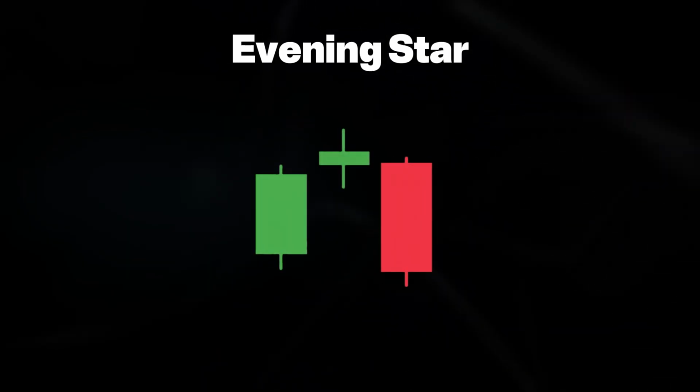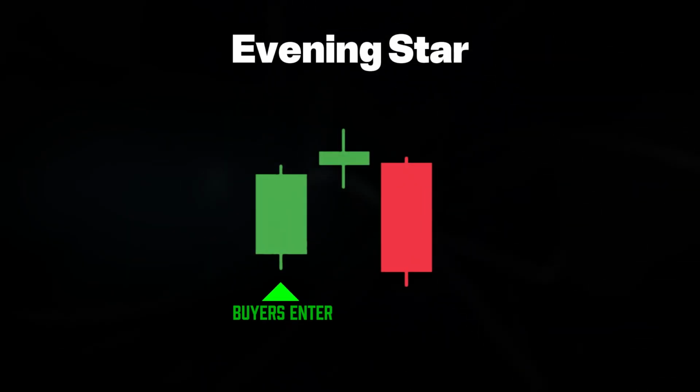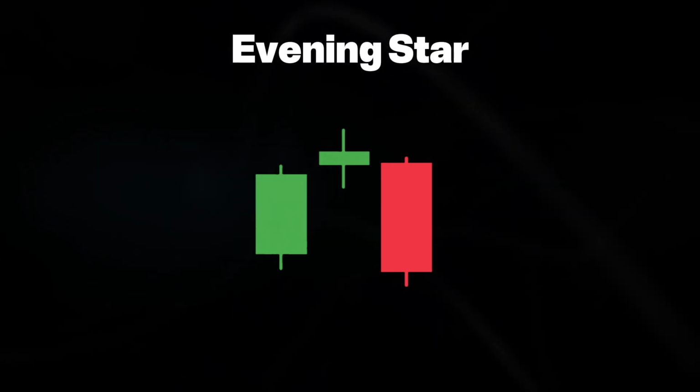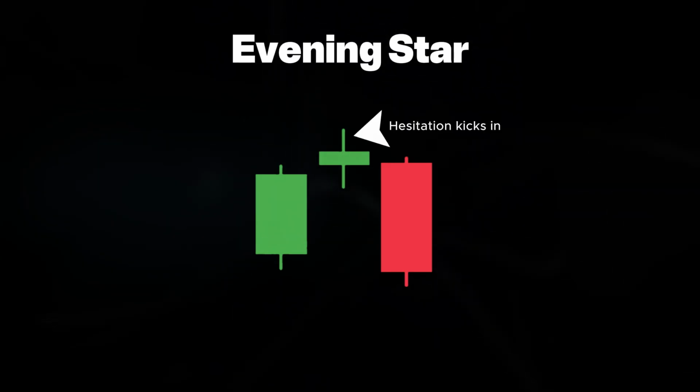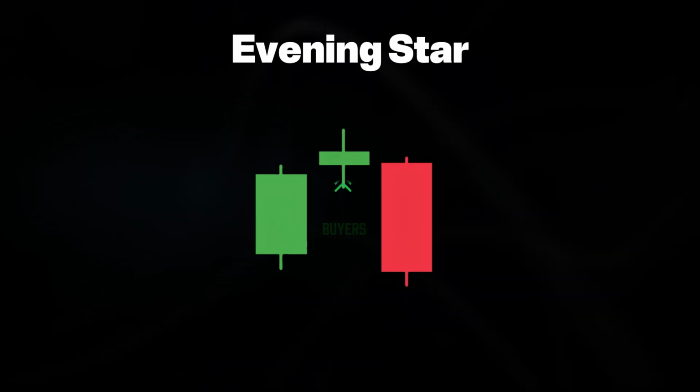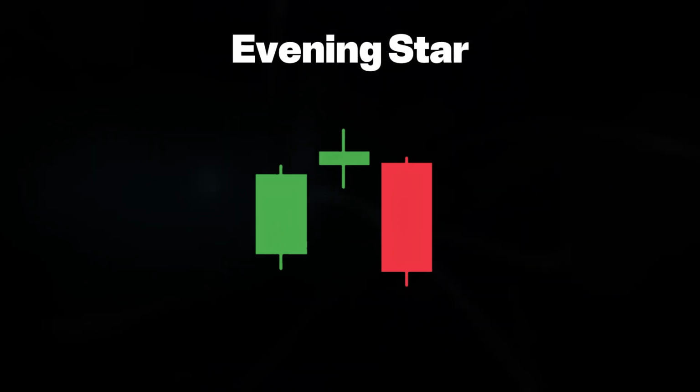Now think about the psychology. Buyers start strong and push price up. Then the market slows down. Hesitation kicks in. There's a battle between buyers and sellers. And finally, sellers win. They push price down and shift the momentum.